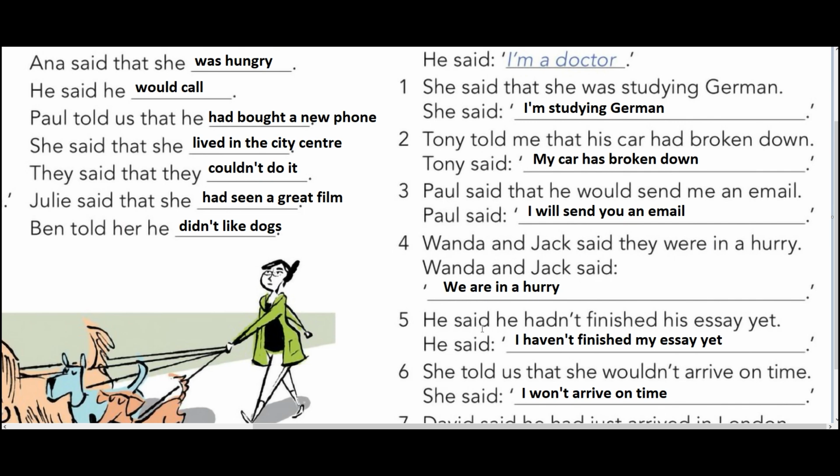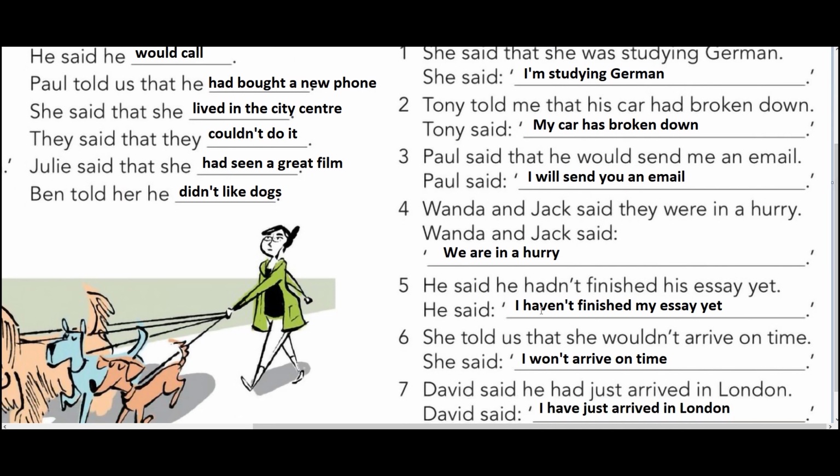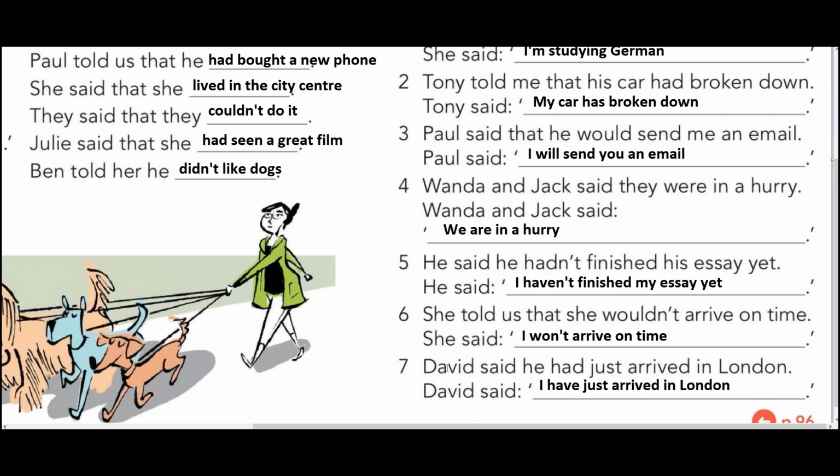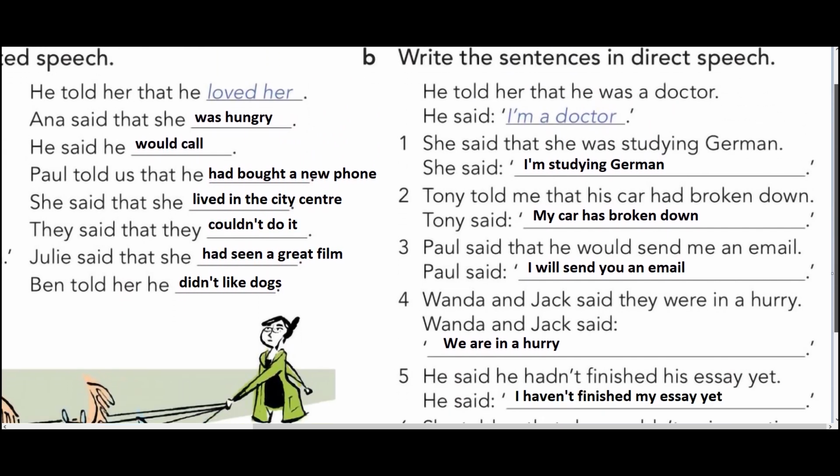Number 5. He said he hadn't finished his essay yet. He said, I haven't finished my essay yet. Number 6. She told us that she wouldn't arrive on time. She said, I won't arrive on time. Number 7. David said he had just arrived in London. David said, I have just arrived in London. So that's all for these tasks.